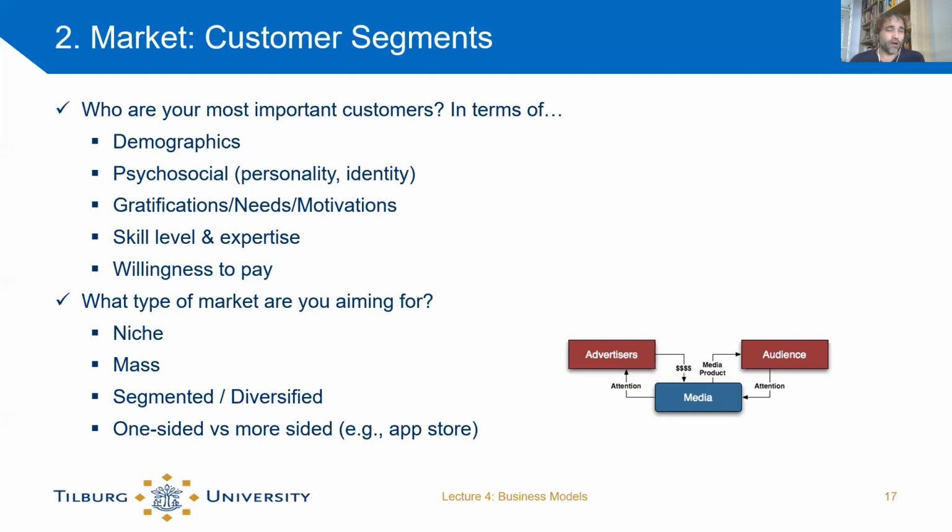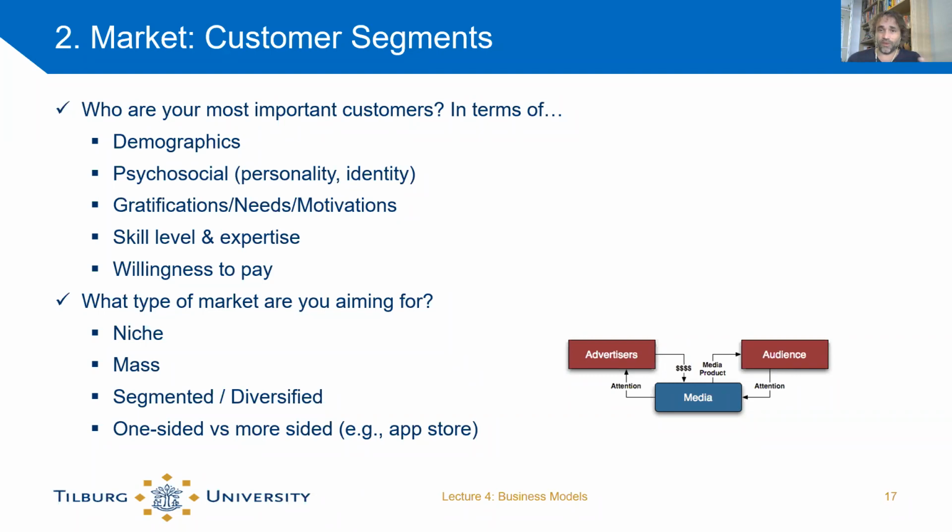And finally, is the market one-sided or more-sided? That will become clear in a couple of other lectures as well. But basically, one-sided means that you have one type of customer. So I sell a product to a customer. But you also have more-sided markets. So for example, if you think of Google, and you buy a Google app, Google earns revenue from me buying the app, but also from advertisers, and people developing apps on the platform.